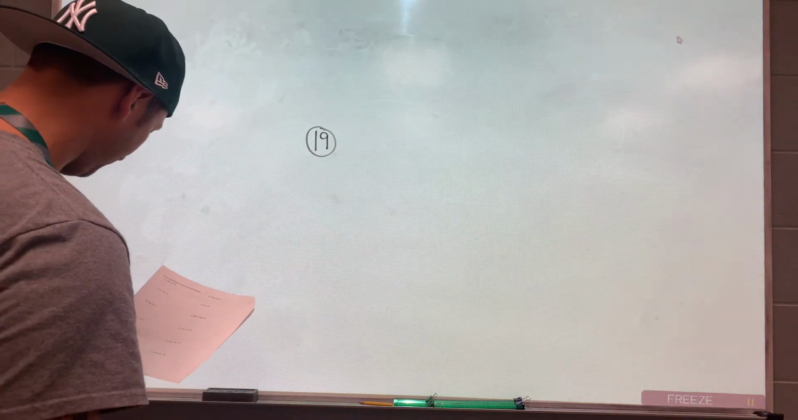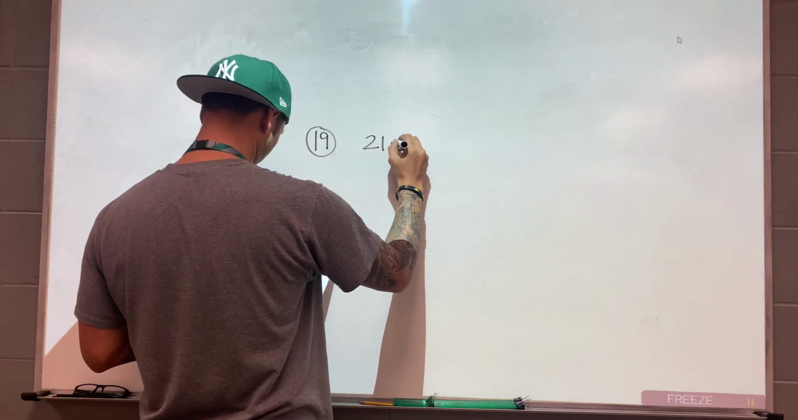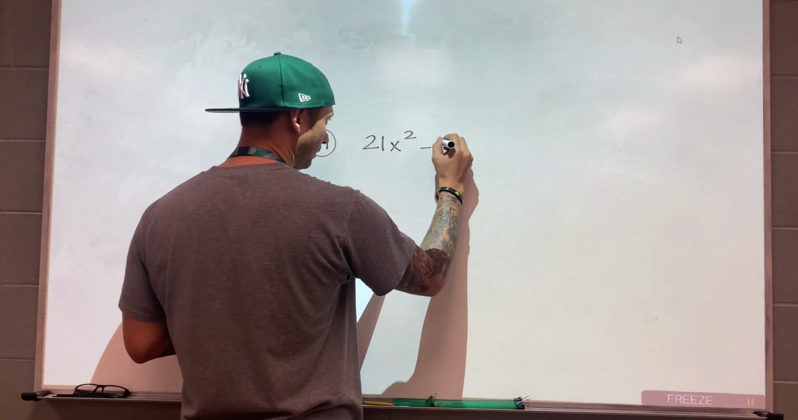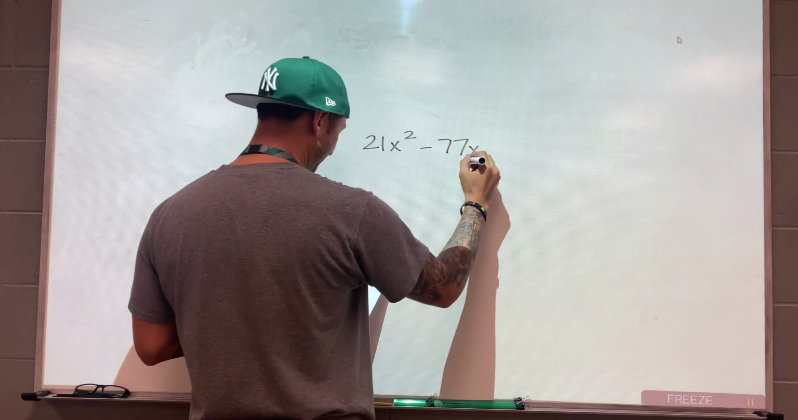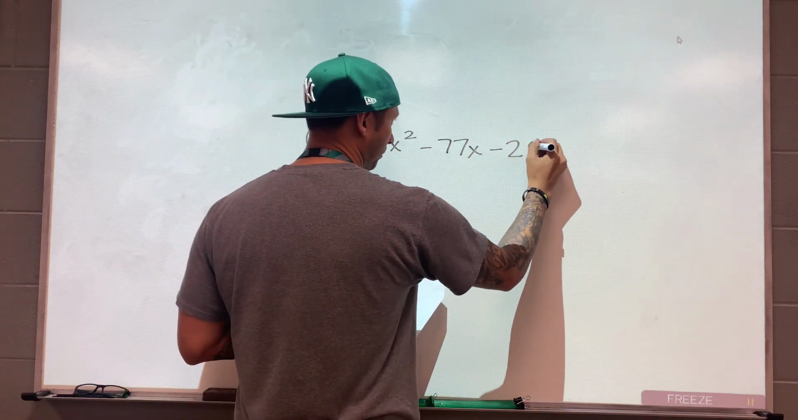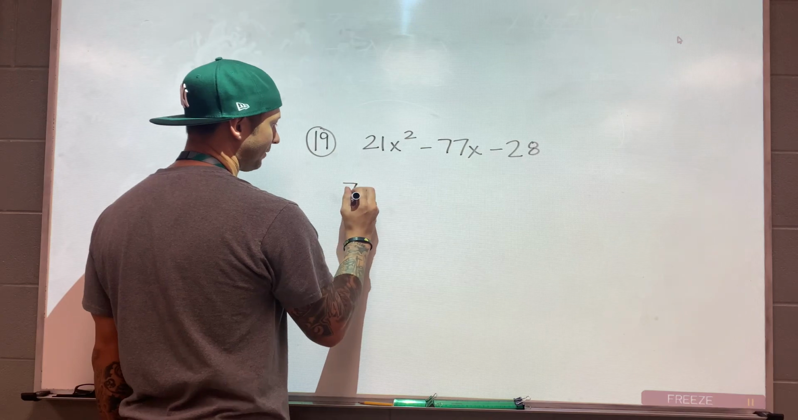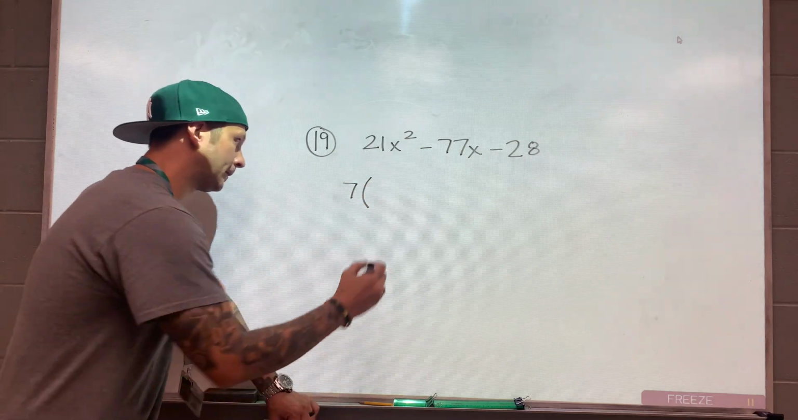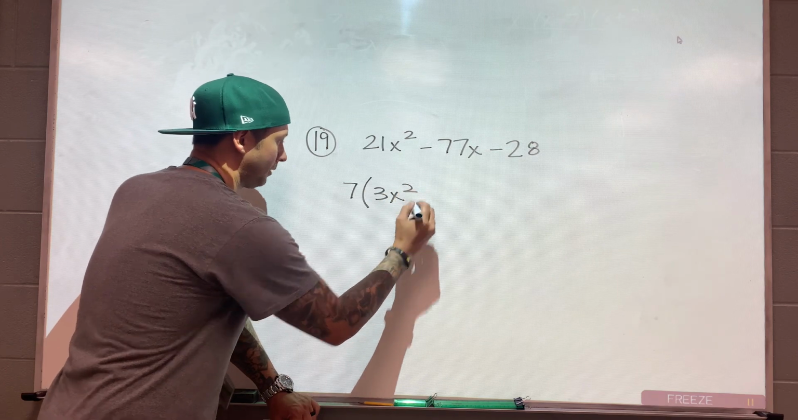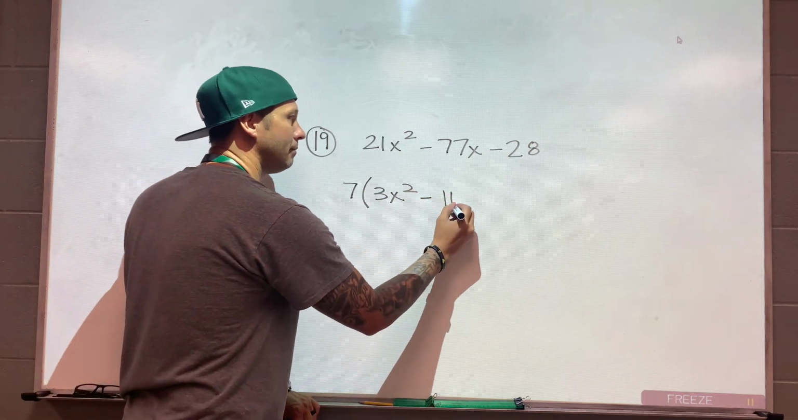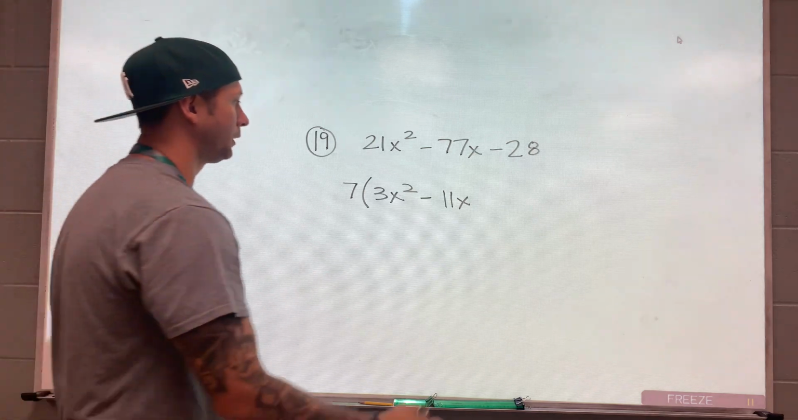19. 21x squared minus 77x minus 28. All right, this is where you have to have some sort of number sense, right? 3 numbers. What's common to all 3? 7 jumps out at me. Could it possibly be more? Maybe. So let's pull out a 7. If I pull out a 7, 3x squared minus 11x minus 4. 7 times 4 is 28, so 4.